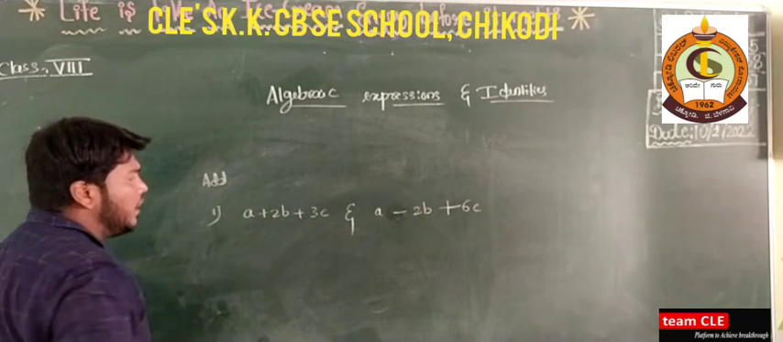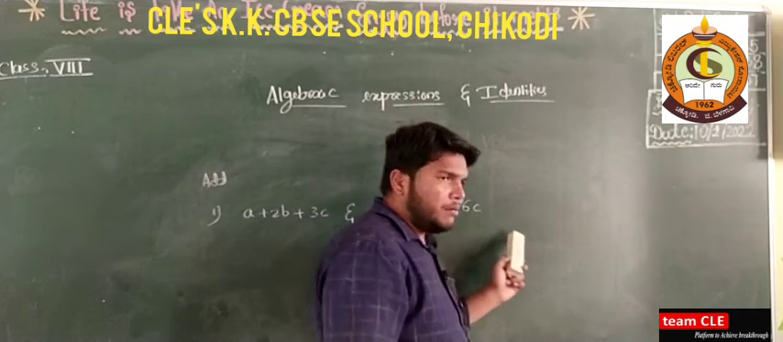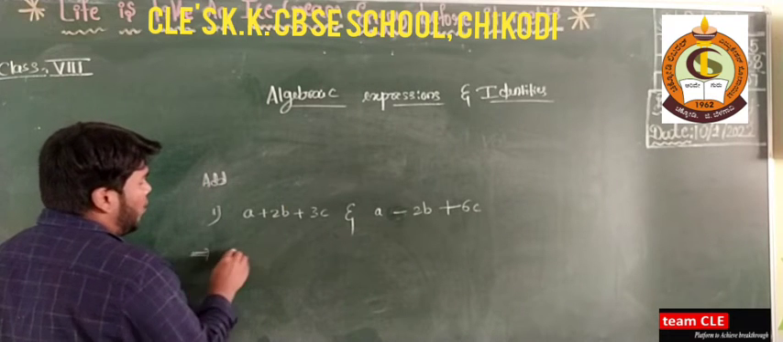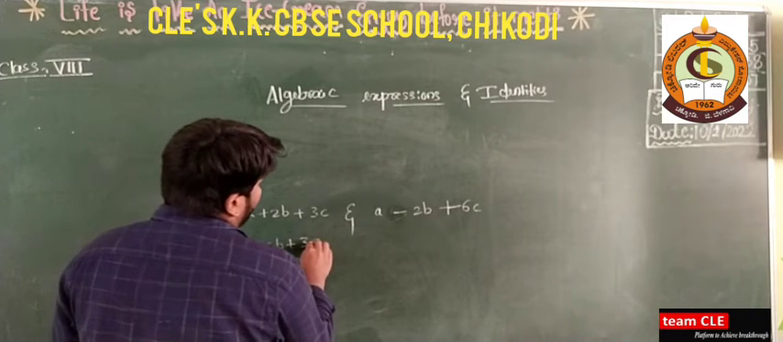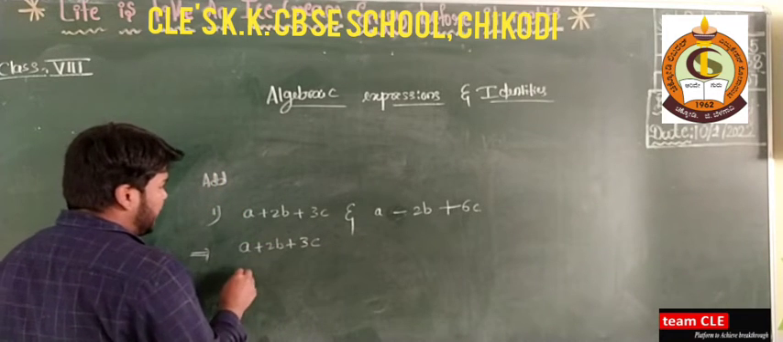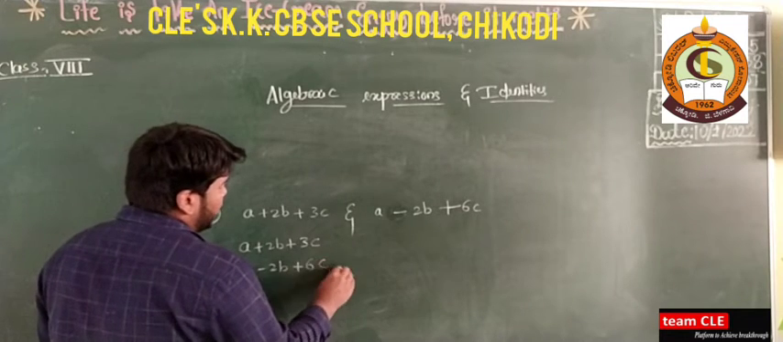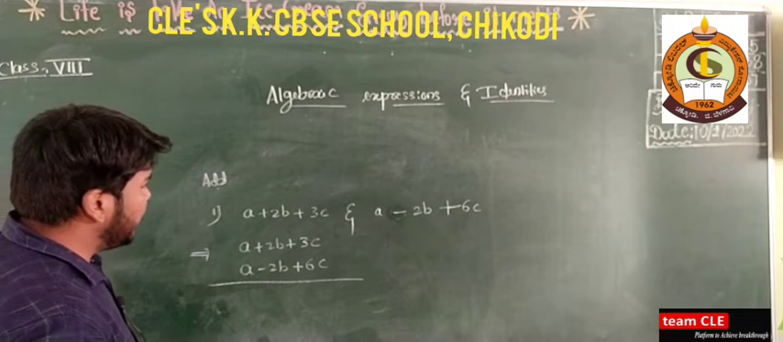So the question says a plus 2b plus 3c and a minus 2b plus 6c. First I will arrange them in the form of columns, that is a plus 2b plus 3c, and similarly I will write this as a minus 2b plus 6c. Our question is addition of algebraic expressions.